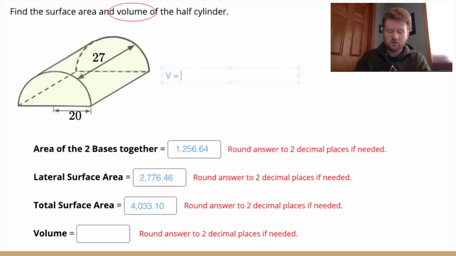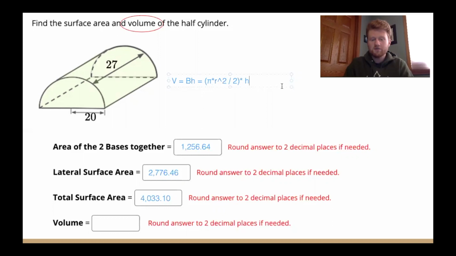So volume equals area of base times the height. And the area of the base would be pi r squared divided by 2 times our height. What we could have also done is gone pi r squared for the area of the full circle times our height, and then divided by 2. So this divided by 2 can either be in the actual area of the base portion, or at the end if you were to consider finding the volume of the whole cylinder. Again, either way is fine, because division and multiplication are commutative.